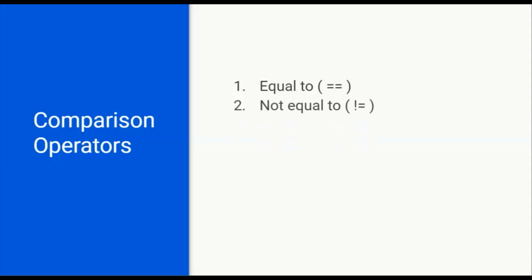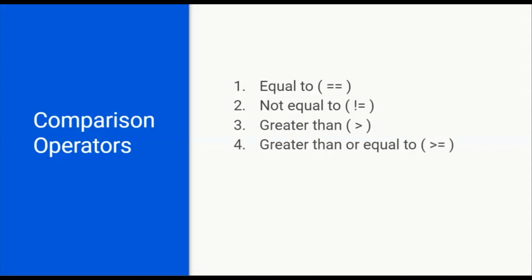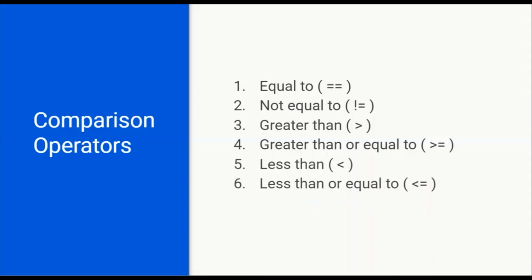We have a not equal to operator, which is just an exclamation mark and an equal to sign, which returns true if both the values on either side of the not equal to sign are not equal. The greater than sign, greater than or equal to sign, less than, and less than or equal to sign.